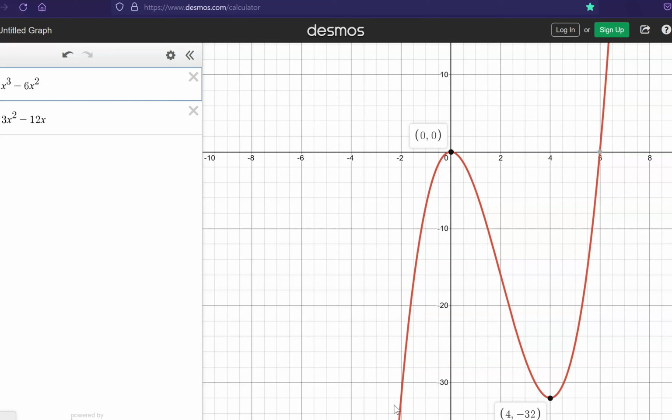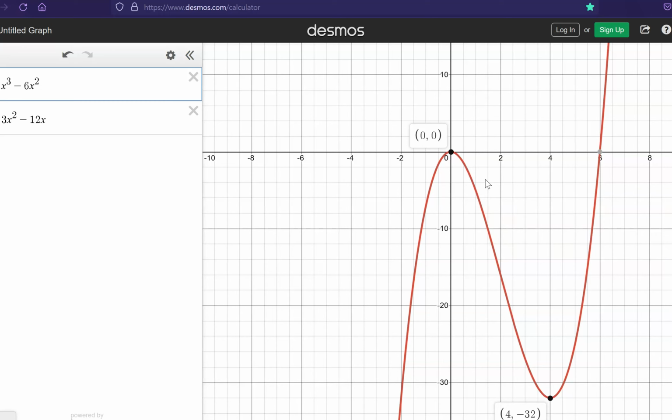Reading the graph, we can see that we're increasing from negative infinity to 0. We're also increasing from 4 to positive infinity. And then we have this interval of decreasing from 0 to 4. So in all of these spots where our function is increasing, we're going to be seeing positive derivatives there. And anywhere where our function's decreasing, we're going to see negative derivatives.